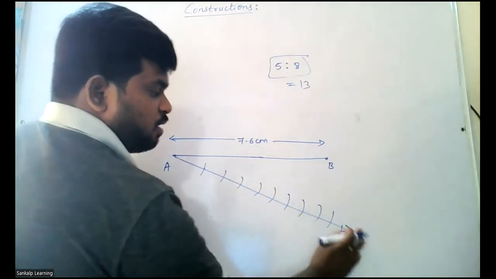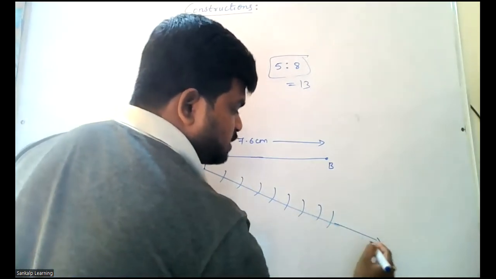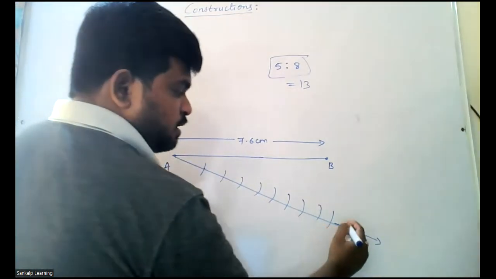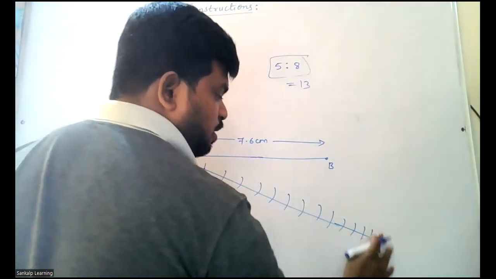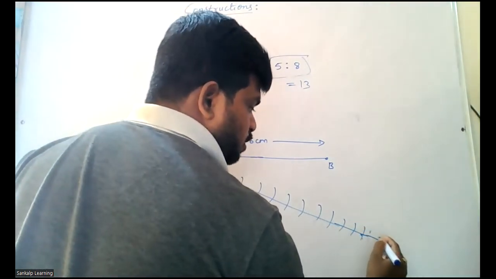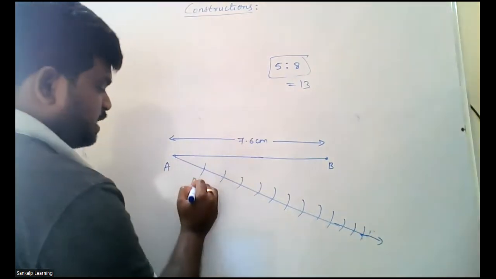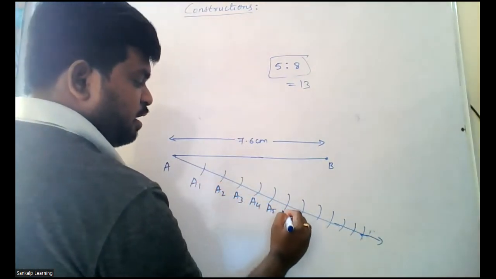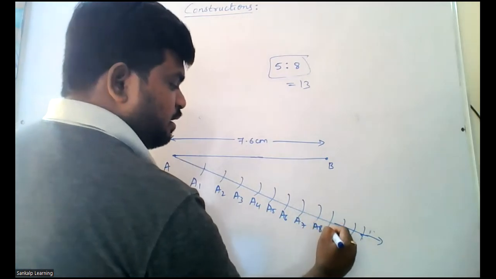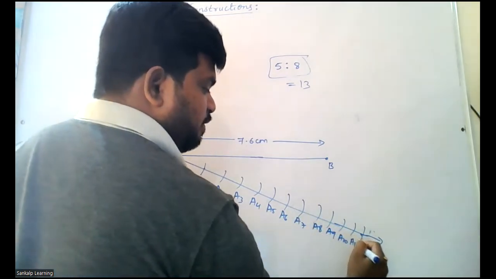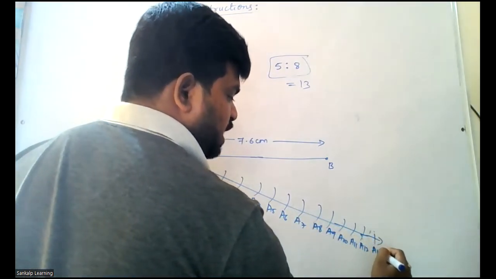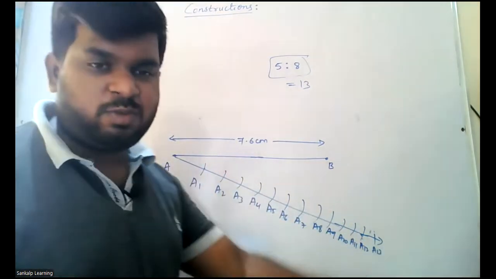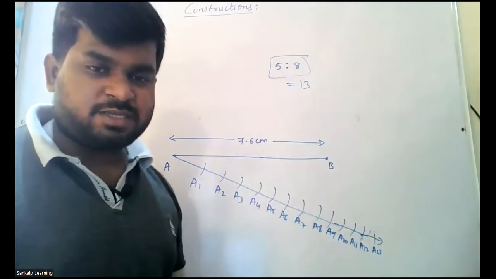Let me extend it. So 1, 2, 3, 4, 5, 6, 7, 8, 9, 10, 11, 12, 13. Let's name them A1, A2, A3, A4, A5, A6, A7, A8, A9, A10, A11, A12, and the last one is A13. Like this, we are going to cut 13 arcs. All the arcs should be of equal length. Here, since I don't have space, I've just clubbed them.